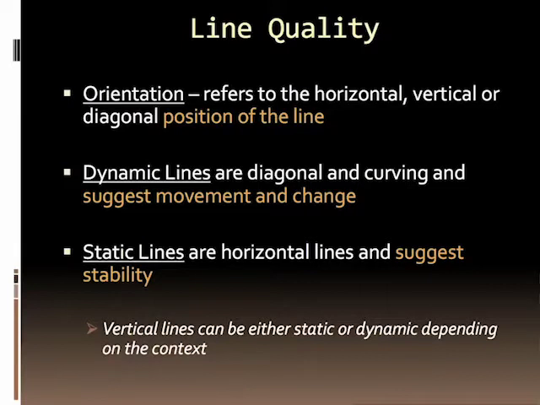The dynamic lines are diagonal and curving. They can suggest movement and change. Static lines are horizontal lines and suggest stability. So vertical lines can be either static or dynamic depending on the context in which they're used.